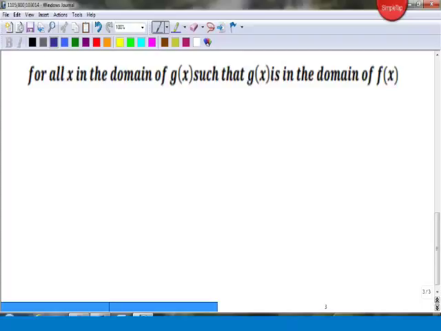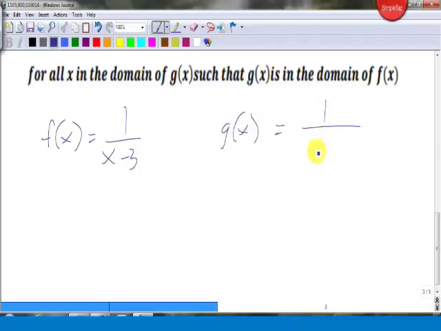If f of x equals 1 over x minus 3, and g of x equals 1 over x minus 5, what's the one number that the g function will not accept? Will not accept 5. So 5 would be disallowed from the domain. Now, would the number 3 be okay for the composition, you think? You take 3 and you put it in the g function, and the g function's happy with the 3.